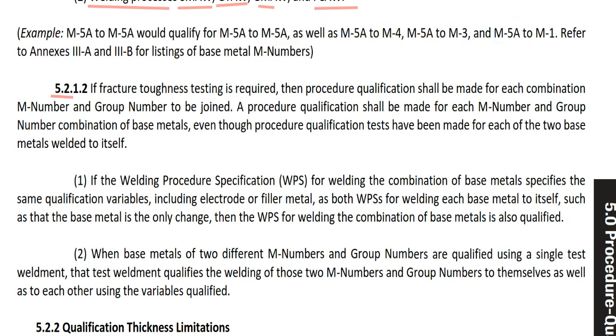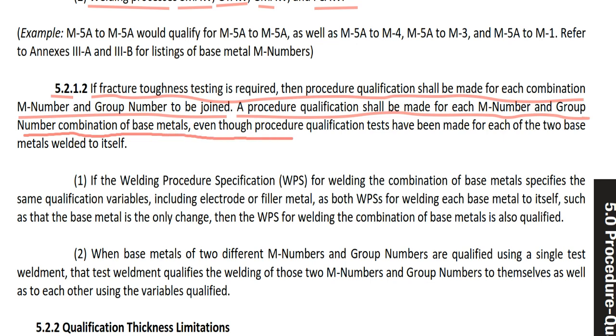5.2.1.2. If fracture toughness testing is required, then the procedural qualification shall be made for each combination of M number and group number to be joined. A procedural qualification shall be made for the M number and group number combination of base metal, even though procedural qualification tests have been made for each of the 2 base metals welded to itself.